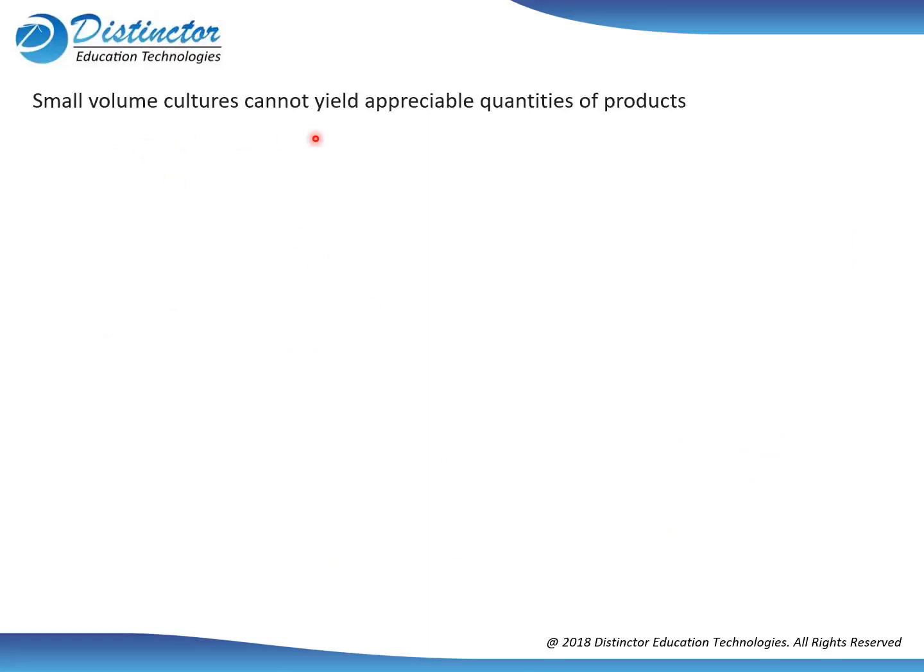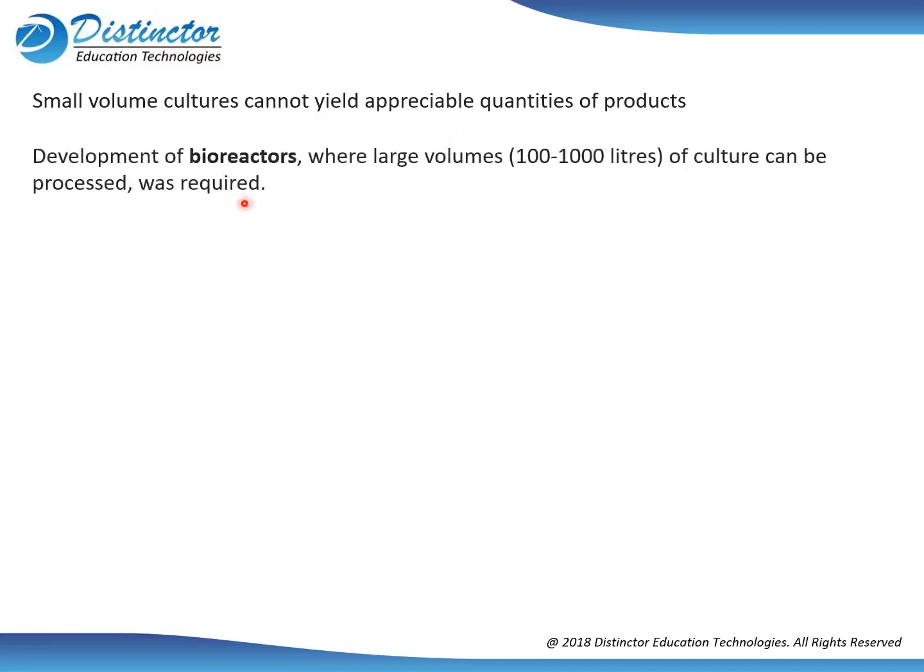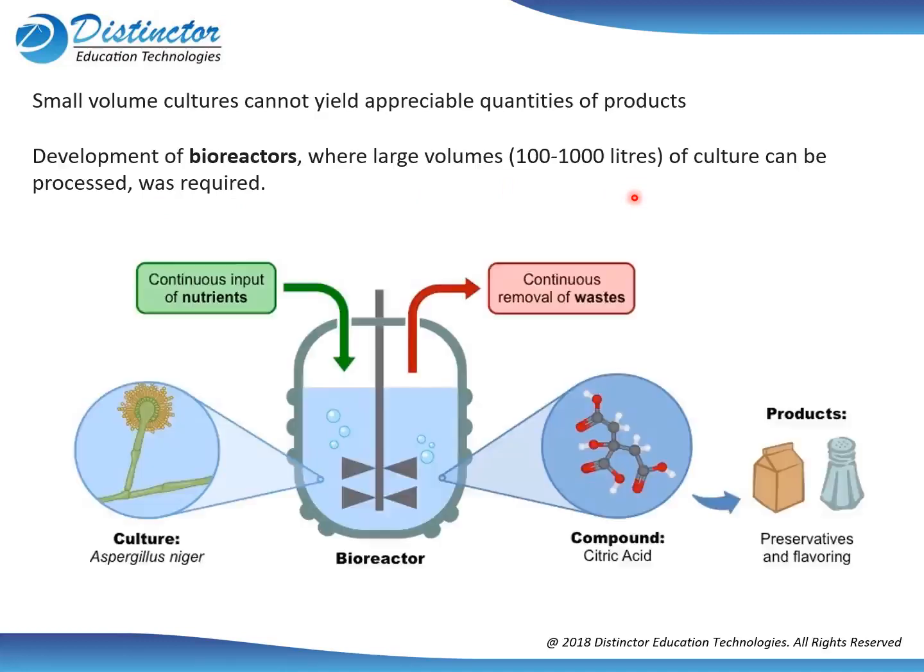Small volume cultures cannot yield an appropriate quantity of products. So for that, they use bioreactors. Bioreactors are where a large volume of culture can be processed, nearly 100 to 1000 liters, and then we are able to get a large quantity of a product. Let us take an example of one product.